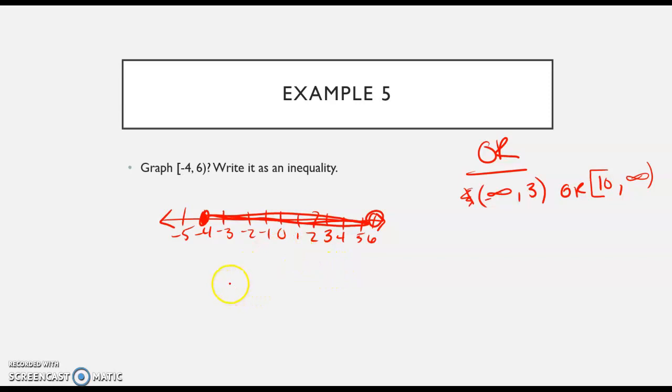It did say write it as an inequality. So here I would put -4, I would put 6, and we'll use a for the variable in between. We'd have less than or equal to because -4 was closed, so we're going to put an equal to there. And then less than. And then that is our inequality. And that is it for this video.